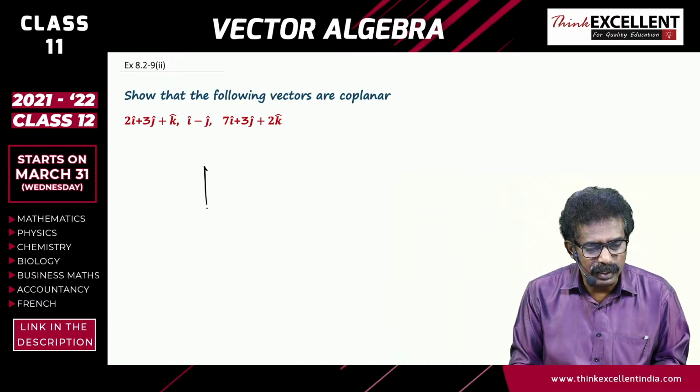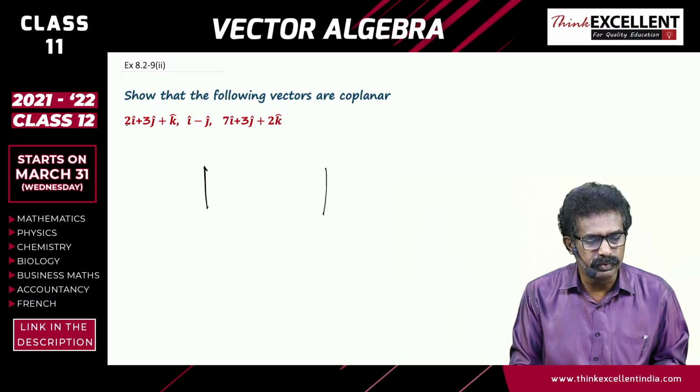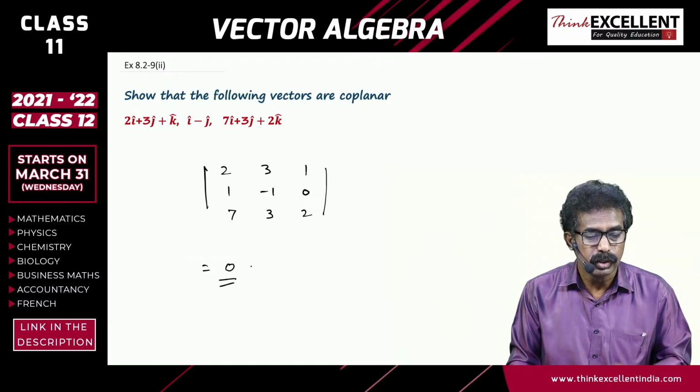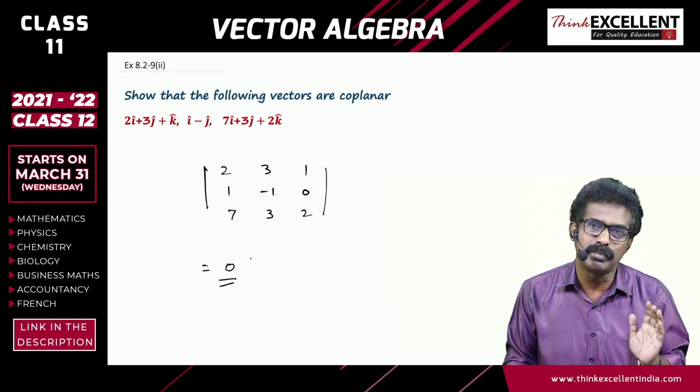The determinant, you write the coefficients. First vector, i, j, k, the coefficients are 2, 3, 1, right? Second one coefficients, 1, minus 1, 0. k is not there, no? 1, minus 1, 0. Third one coefficients, 7, 3, 2. Then you expand பண்ணுங்க. If your answer is 0, you say the vectors are what? Coplanar. ரொம்ப simple ஆன method in 12th standard.